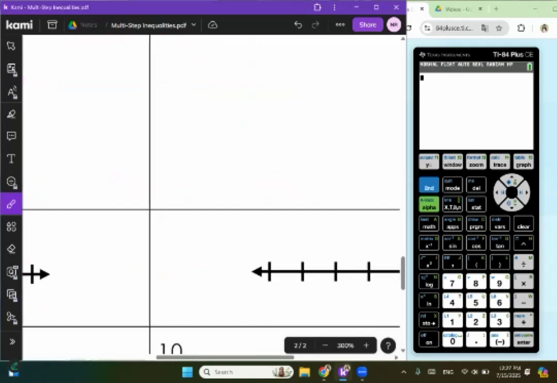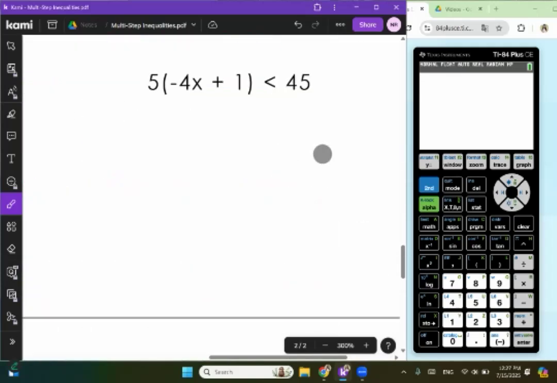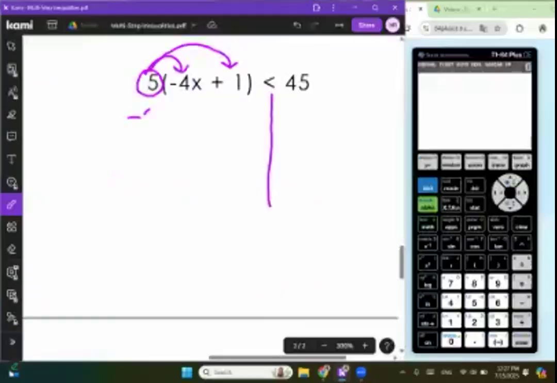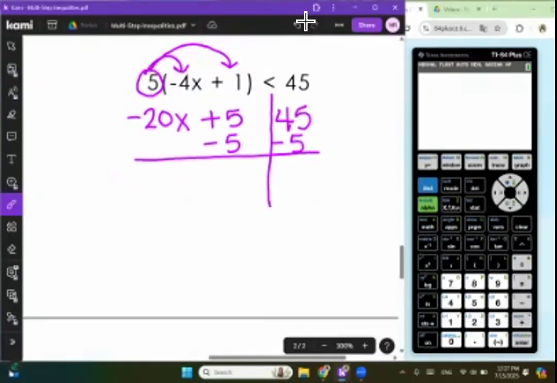Number 8. Very important that you get plenty of practice on these. But I feel like you guys are getting the hang of it, hopefully. 5 times 1 is 5. Hopefully you guys are getting the hang of it, so you are solving as we go and you're not struggling to keep up with how fast I'm solving. So we bring down the negative 20x. 5's cancel out. 45 minus 5 is 40. The last step is to divide.